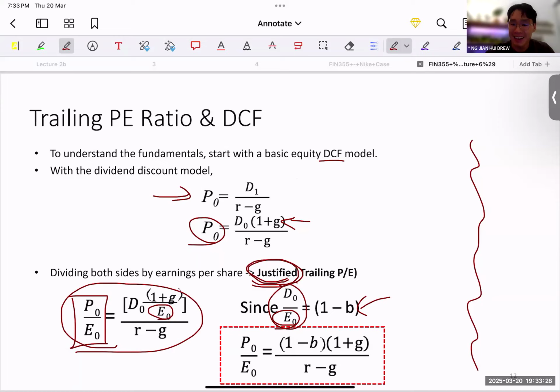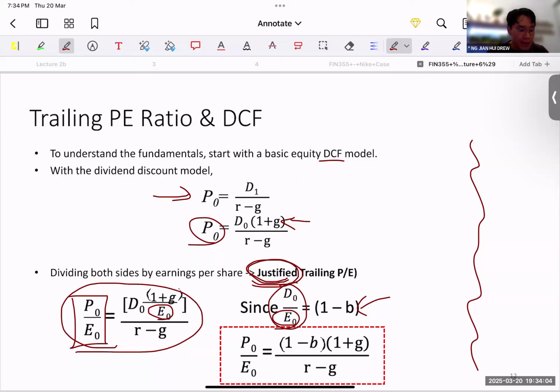Retention ratio. So D divided by E is how much dividends you distribute out of your earnings, right? I repeat again, D divided by E gives you how much dividends you distribute out of your earnings, and this is equal to 1 minus B, where B is the retention ratio. So 1 minus the retention ratio is how much money you have not retained, you have distributed out.